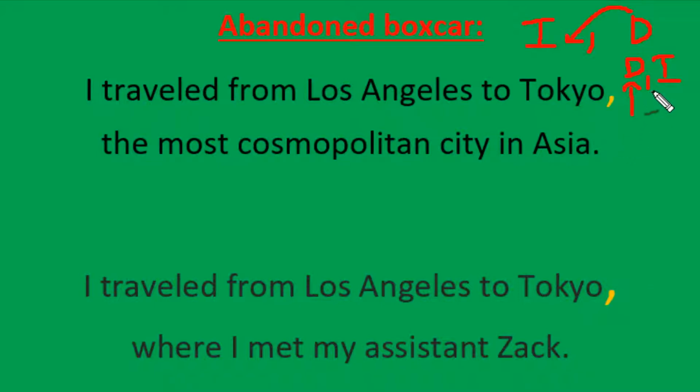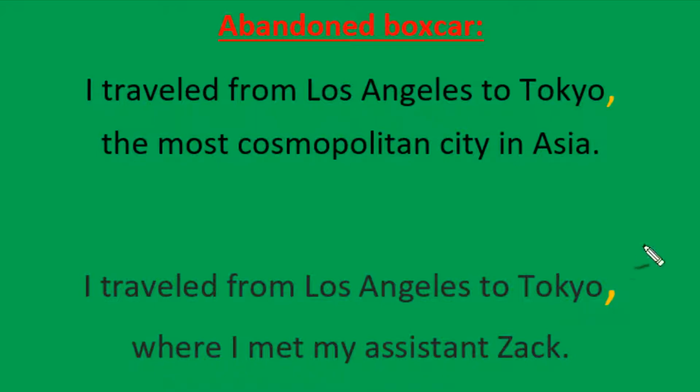Okay. The second way that you would see it would be some type of introductory clause that introduces the subject and then gives you the independent clause. Those are two ways that you are going to see abandoned boxcar. The most common way is to start off with an independent clause.